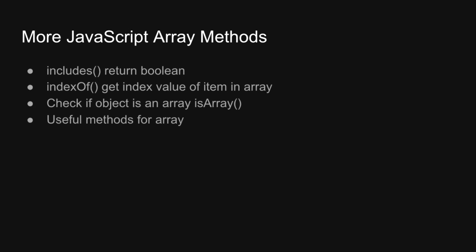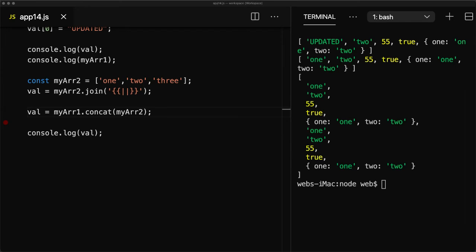Also checking to see if an object is a valid array, there is a way in JavaScript to use the isArray method to verify that this particular object is an array. And then also some other useful methods for arrays. There's also useful methods that return back Boolean values.